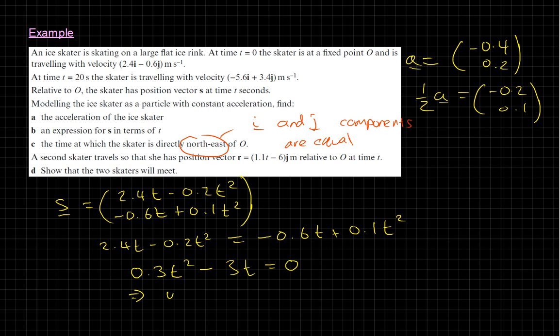So this implies when t is not 0, what does this equation become? Well, let's divide by t everywhere. So I'll get 0.3t minus 3 equals, and then 0 divided by t is still just 0. And now we can solve this quite easily, because this is 0.3t equals 3. 3 divided by 0.3, and what do we get? 10.